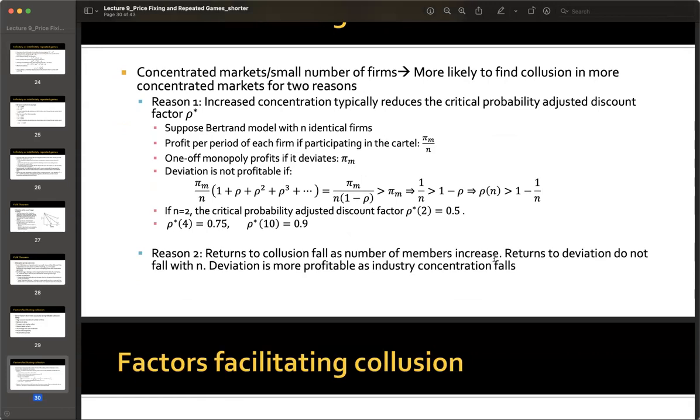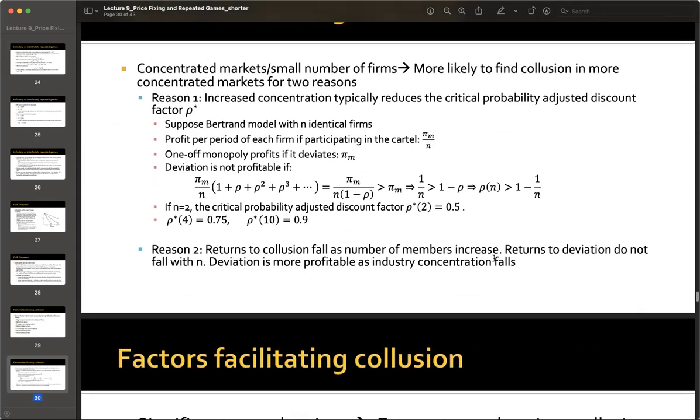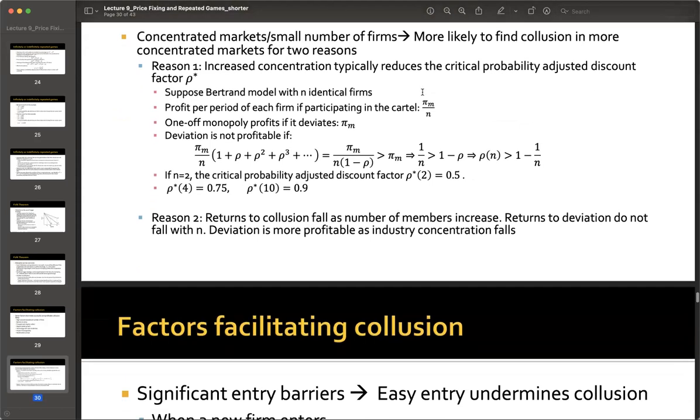All right. So reason 2, returns to collusion fall as the number of members increases. Returns to deviation do not fall with n. So deviation is more profitable as industry concentration falls. Okay. So that just is this one. So pi m over n goes down. Okay. So the value of cooperation goes down, the more n there is.